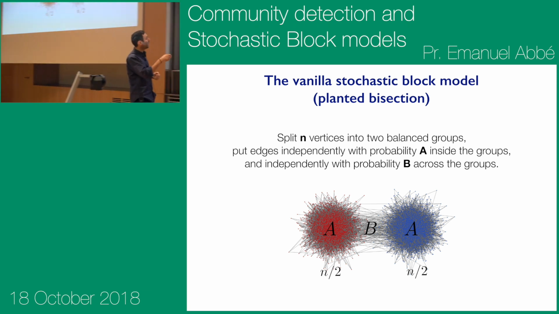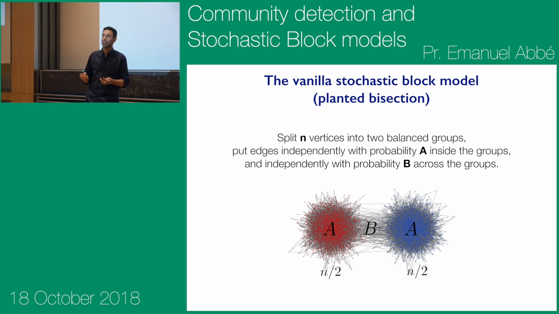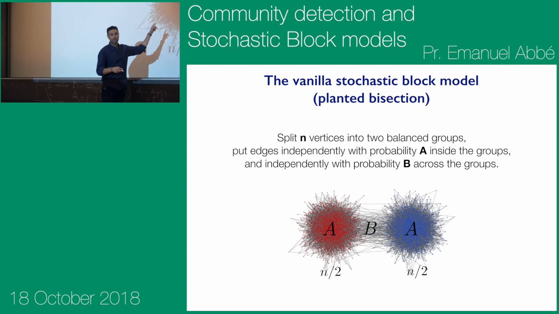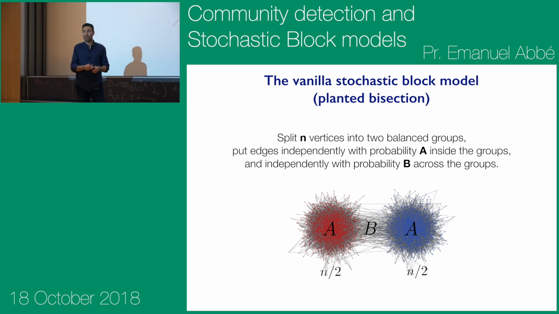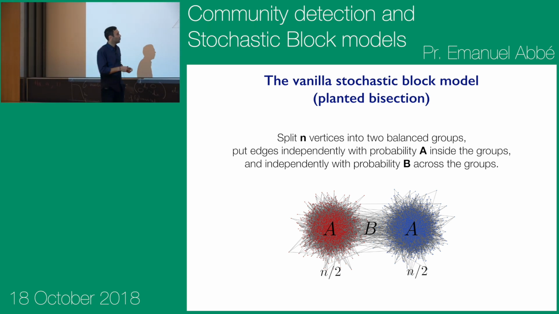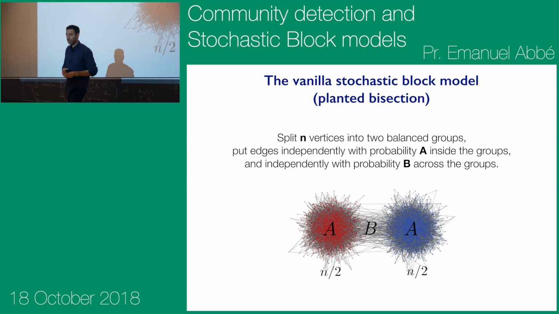So this is what I call the vanilla block model. You just have your n vertices that are split into two groups, uniformly randomly split, n over 2 for each group. So that's the case of a balanced partition. And now you put edges with probability A independently inside each group. Okay, so you look at the vertex here. You flip a coin which has probability A, let's say 0.2 of being 1, and you put an edge if this came out 1, and otherwise you don't. Then you do this across any pair of nodes with probability B independently. So it's exactly the example I had before.